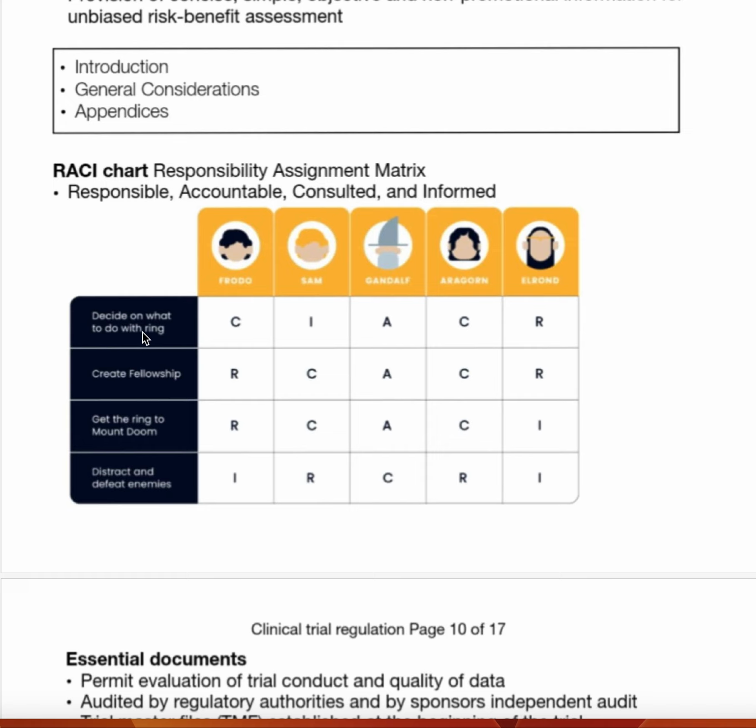Decide on what to do with the ring. And we have people here, and we said this one is consulted, this one informed, this may be accountable, this responsible, and these tasks: decide on what to do with the ring, create the fellowship, get the ring to Mount Doom, and discard and defeat enemies. So this is how we use our RACI chart.